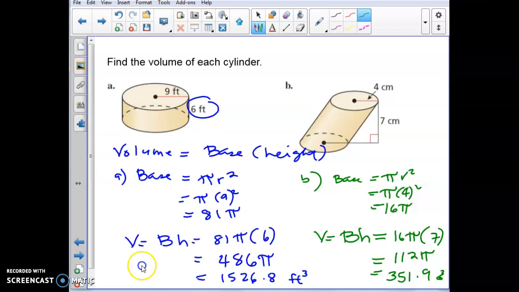Alright, so that's how you find the volume of a cylinder.